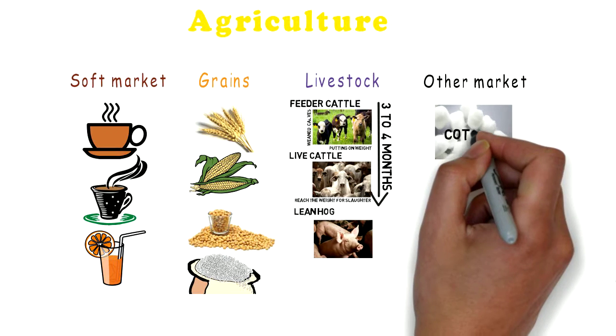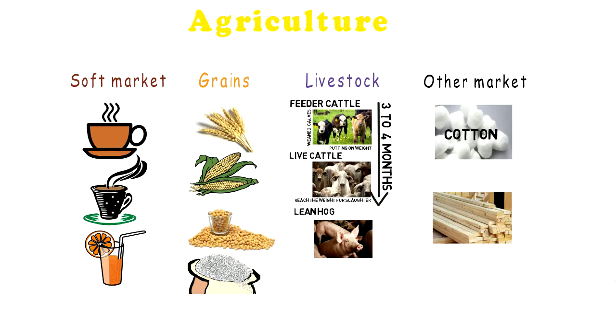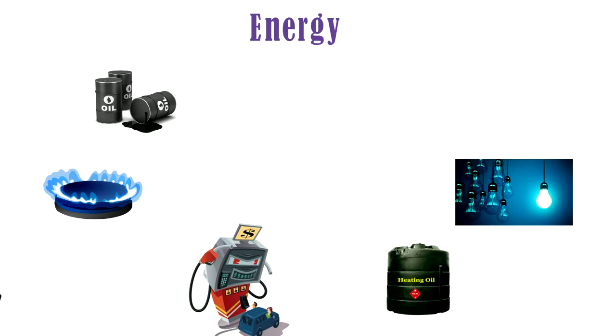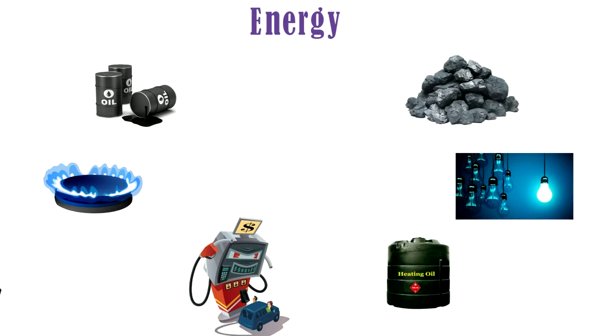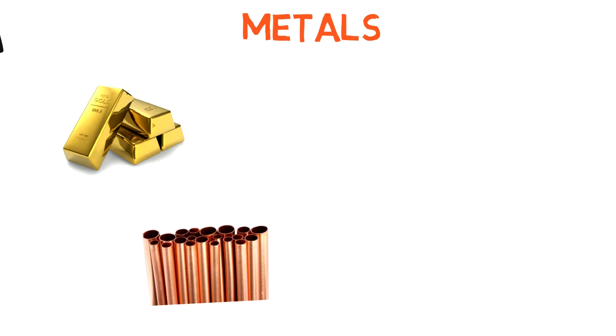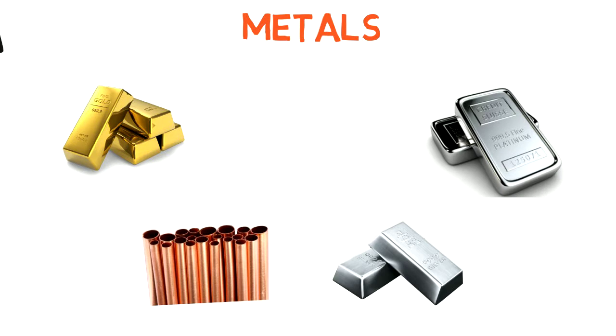The last group are things that you wouldn't eat, such as cotton and lumber. The second main category is energy. This category includes crude oil, natural gas, gasoline, heating oil and some newer entrants like electricity and coal. And last but not least, metals includes mined commodities, such as gold, copper, silver and platinum.